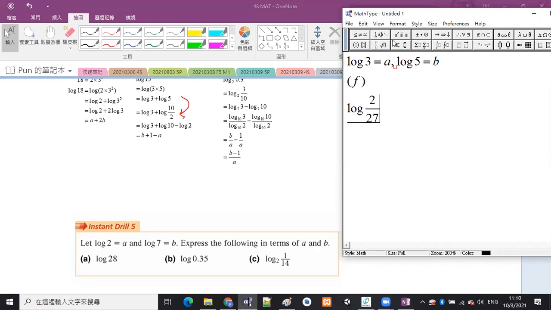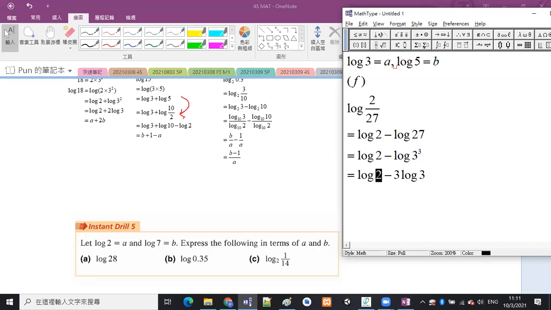Log 2 over 27. First, it can be changed to log 2 minus log 27, right? And 27 can be written as 3 to the power 3. Okay? And then the power 3 can be moved to the front. So log 3, this log 3 is ready to be changed to A.